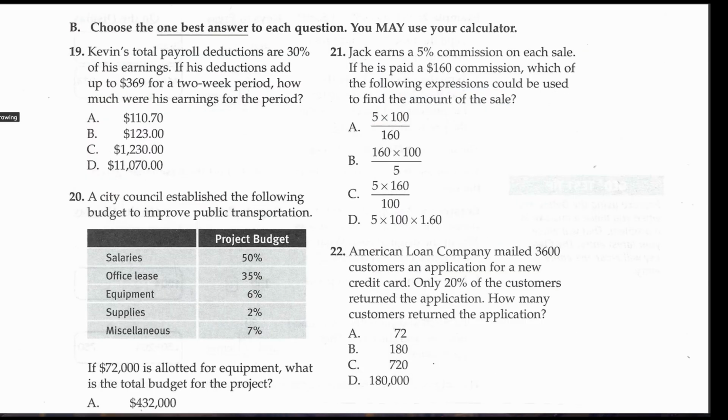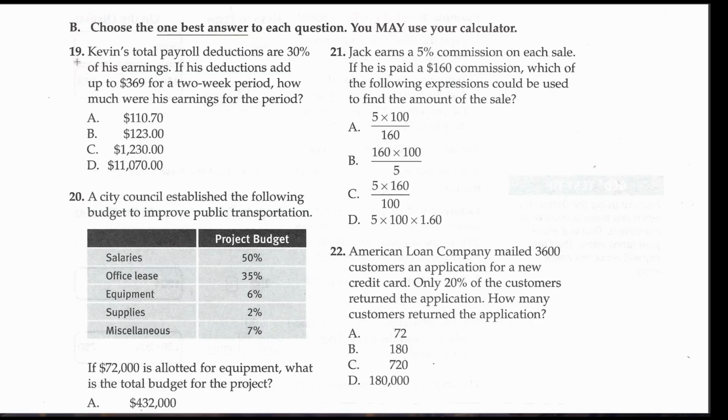Let's do number 19. So this is part B. Choose only the one best answer to each question. You may use your calculator, but I'm not going to use my calculator. I'm just going to work by hand so you can actually see how it works out.